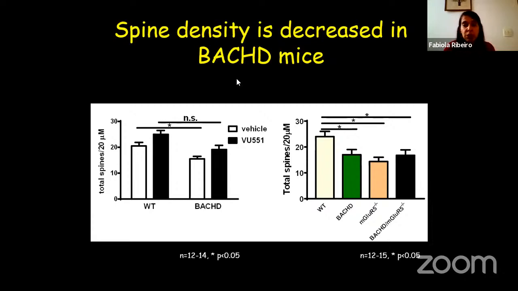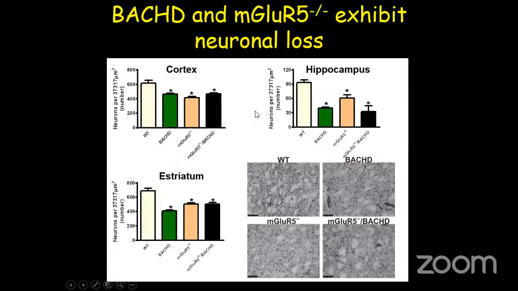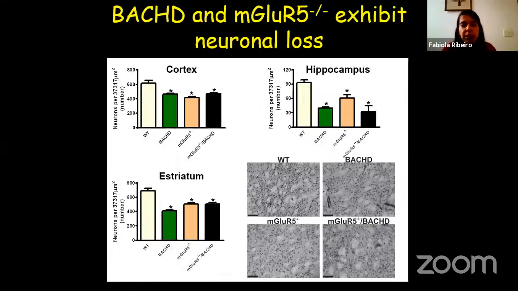us. And then we decided to look into the number of neurons in the brain of these mice. And here we have slices that were labeled with antibody that binds to NEDD4L, which is a specific neuronal marker. And we have slices from cortex, hippocampus, and striatum. The example I'm showing here is just the striatum, but you can see in the graph that the number of neurons is decreased in BACHD, mGluR5 knockout, and double mutant. So again, we observed the decrease in the number of neurons in mGluR5 knockout mice at 12 months of age.